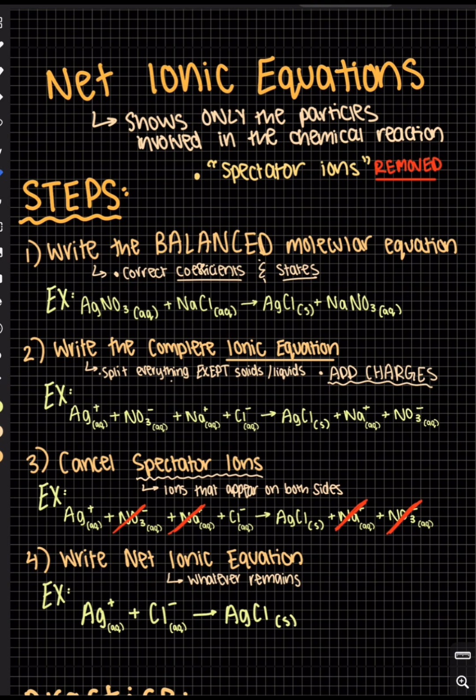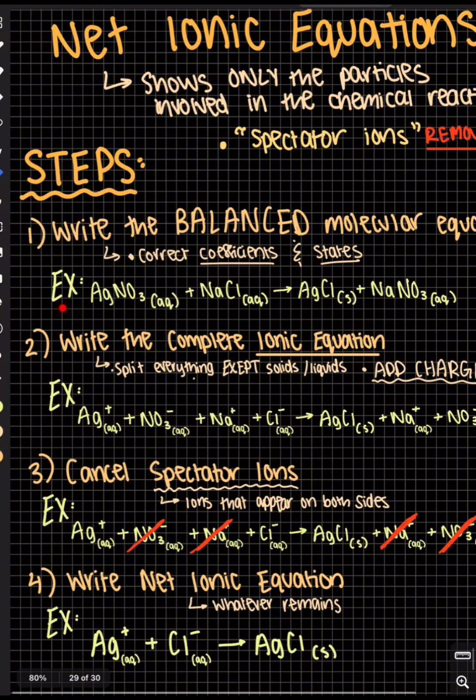But it's really important to have your correct coefficients in your molecular equations, because that will come out in our net ionic equations. So for an example right here, I just have silver nitrate, AgNO3, which is in an aqueous solution, so it's (aq), plus sodium chloride, or NaCl, which is another aqueous solution, creates silver chloride, which is a solid, plus sodium nitrate in an aqueous solution. Now, once you've written your correct balanced molecular equation, as you can see here, it is balanced, it has the correct coefficients and everything.